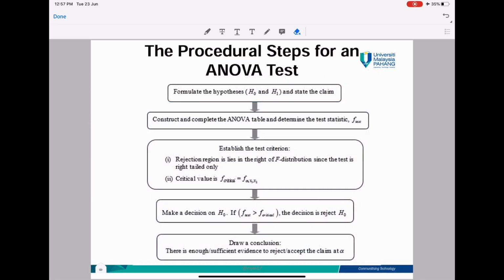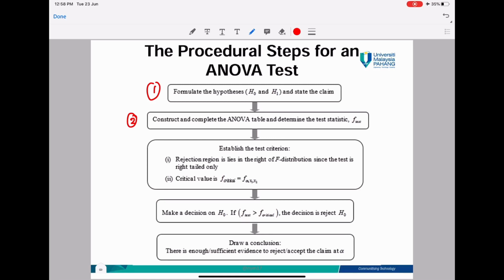This flowchart shows you the step to solve the ANOVA problem. Step number 1, formulate the hypothesis. Read the question, construct your hypothesis, and then identify which one is the claim between the H0 and H1. Step number 2, construct and complete your ANOVA table. Okay, make sure your ANOVA table is complete with all the values, and then make sure all the values is correct.